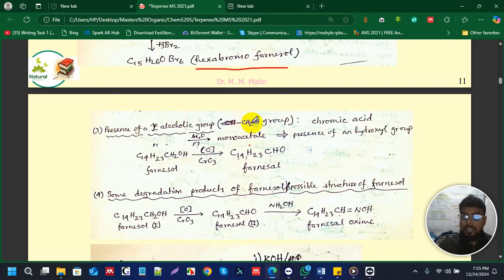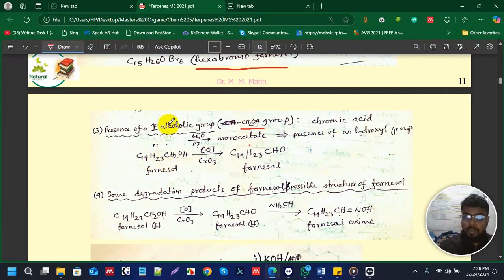We know that this is the symbol of a 1-degree alcoholic group. So we can say that it is a primary alcohol, or 1-degree alcoholic group. And we know that when you oxidize a primary alcoholic group, it will be converted into an aldehyde group, or CHO group.